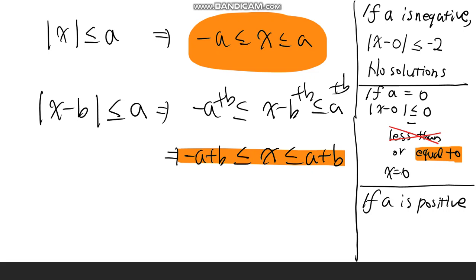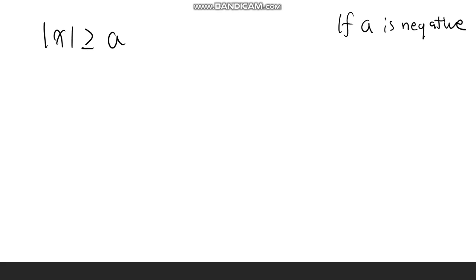Okay, so I'm adding another slide here. So you have something like the absolute value of x is greater than a. Now in this case, if a is negative, does that make sense? The absolute value of x is greater than negative 2. In this case, x can be anything. Therefore, in this case, all solutions.